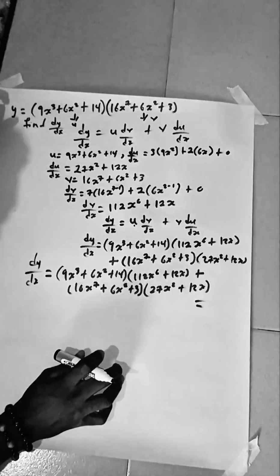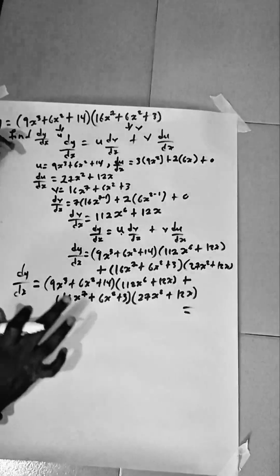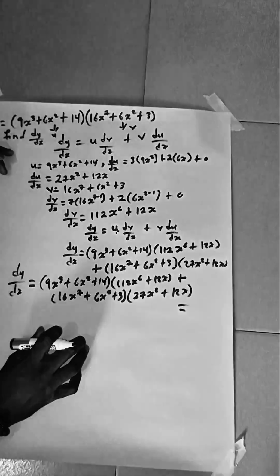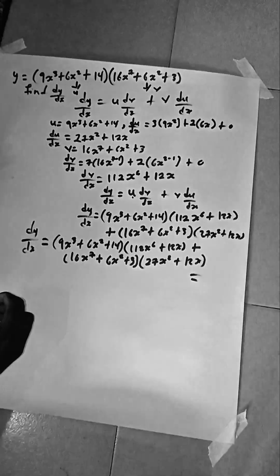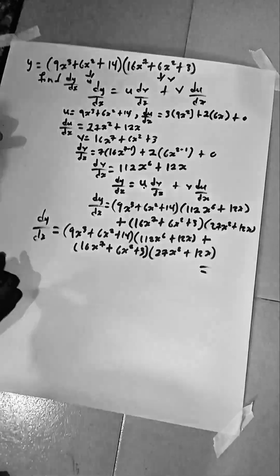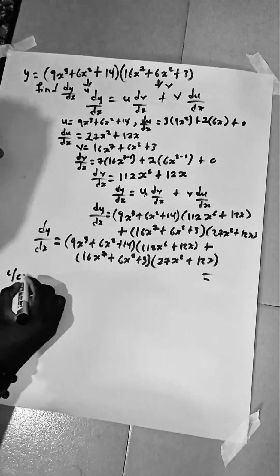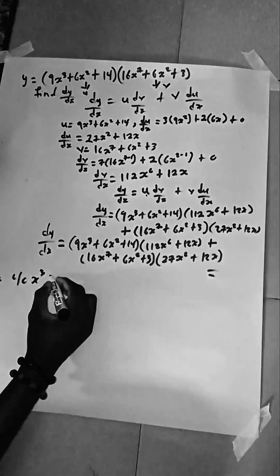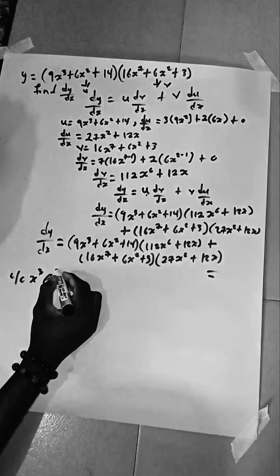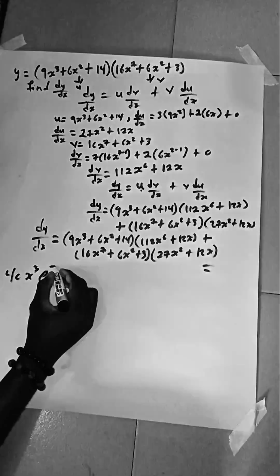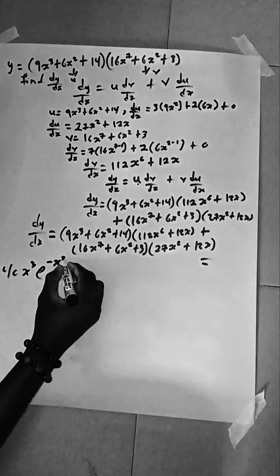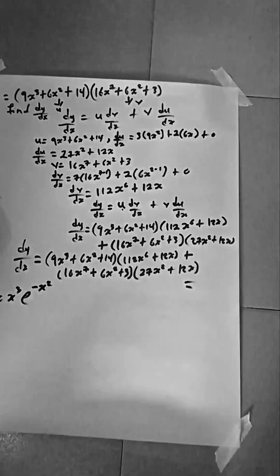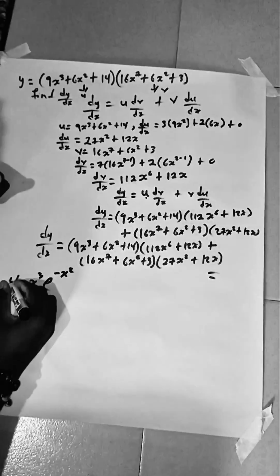You leave your answer like this, because expanding it is going to take your time, so just leave your answer like this. So yeah, let's take one last question. Let's say we have y equals 40x cubed times e to the minus x squared. I will ask to find the derivative of this.